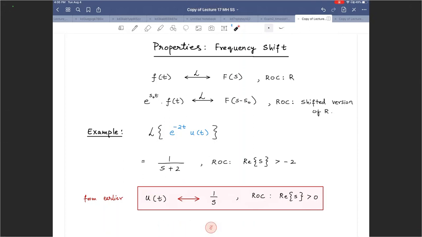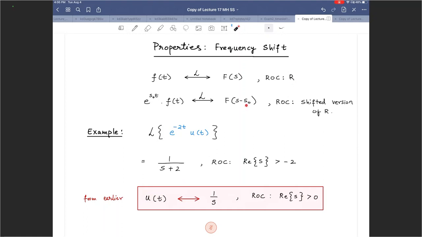In this lecture, let's try to wrap up the remaining Laplace transform properties. We will start with the frequency shift property of Laplace transform. So suppose we are given that a time domain signal f of t has a Laplace transform of cap F of s and a region of convergence defined as cap R.